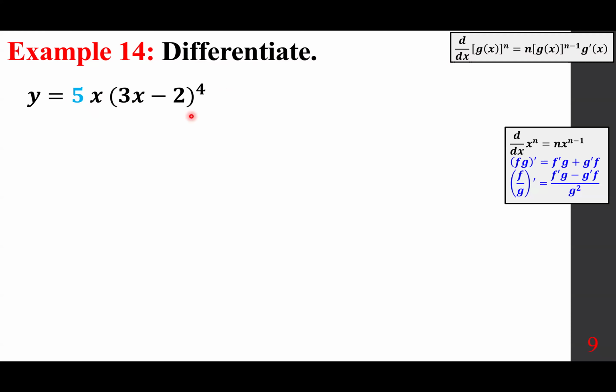So I'm going to notice that it's the product of 5x and 3x minus 2 to the power of 4. So that means I need the product rule. So I'm going to write the product rule first. So f times g. I'm going to put a raised dot in between. I'm going to call it fg. And I'm going to use first the product rule, and of course, in conjunction with the chain rule.